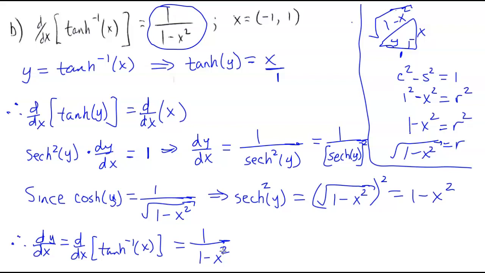Now, as far as knowing that the domain is in between -1 and 1, the best way to do that is to look at the logarithmic form of this particular function and figure out its domain from there. So we're going to do that next.